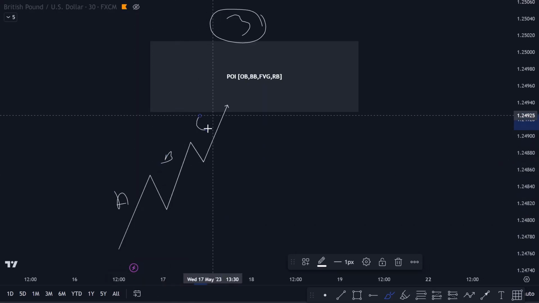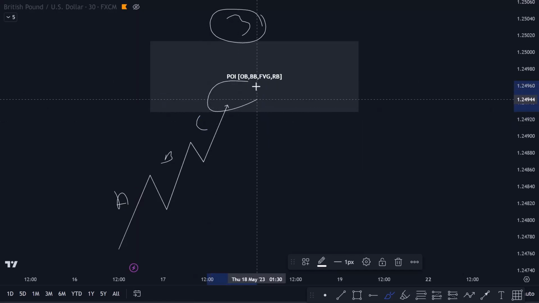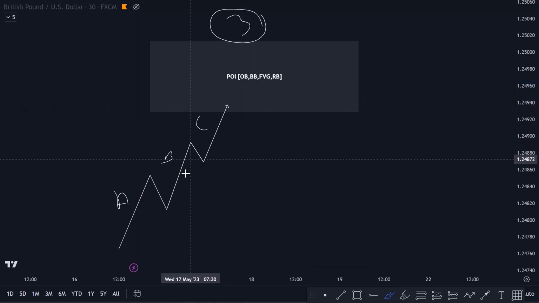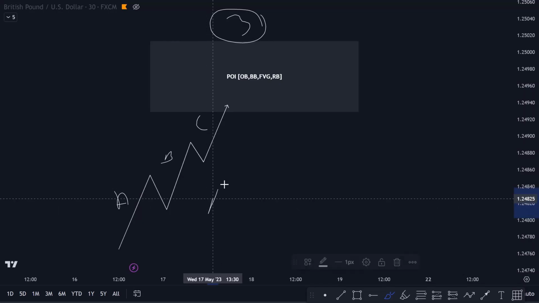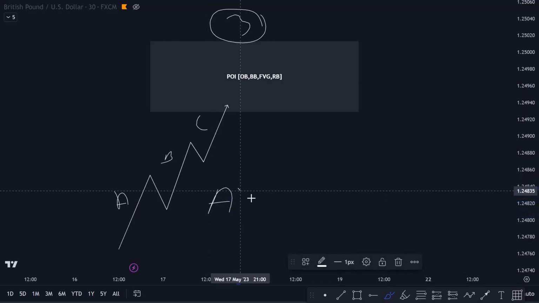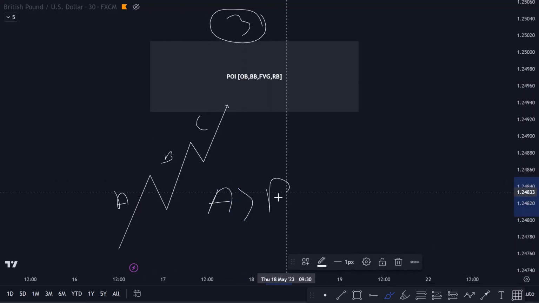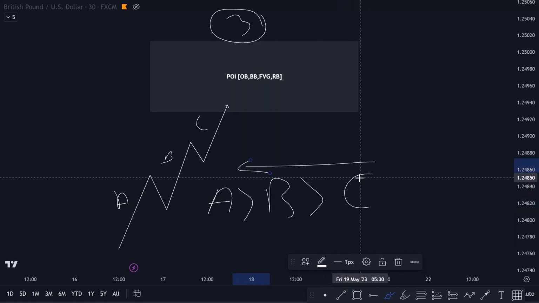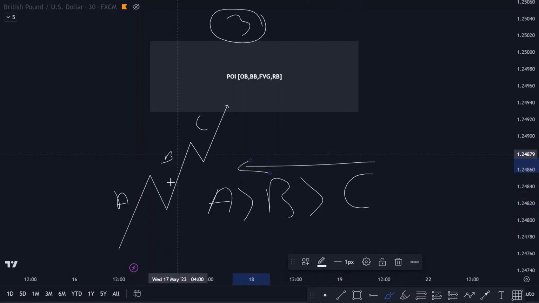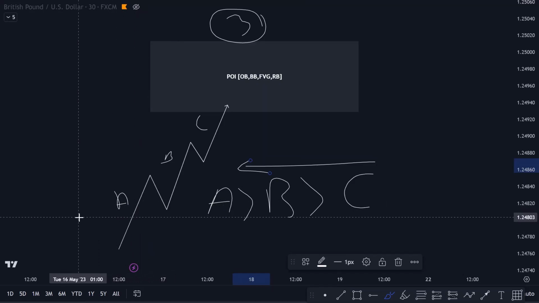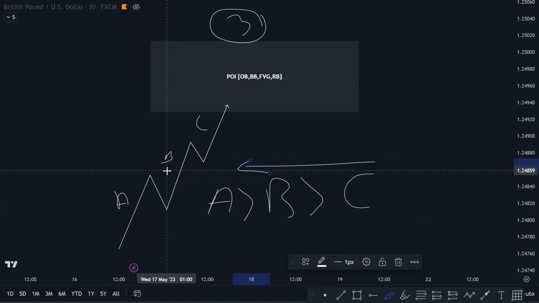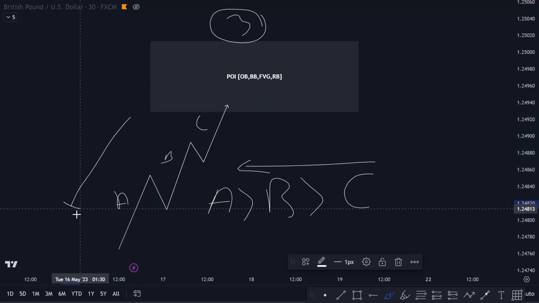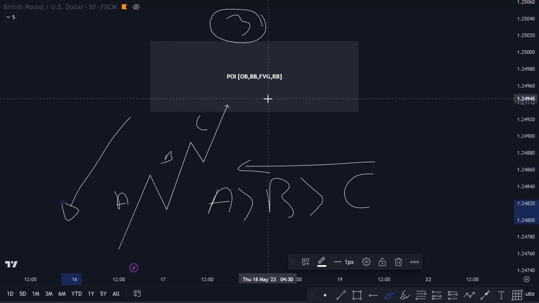What I really want to see before even entering here inside the POI is that A is bigger than B and B is bigger than C. And if I read it from here this way, it's C is smaller than B and B is smaller than A. What does that mean? That means that the momentum is going down, okay? So there is a sign of reversal.